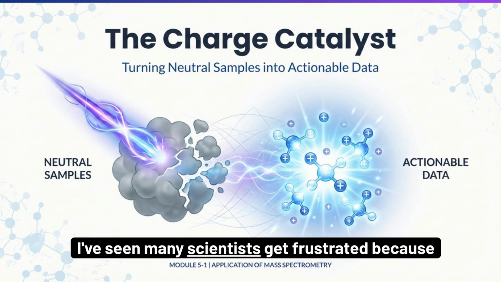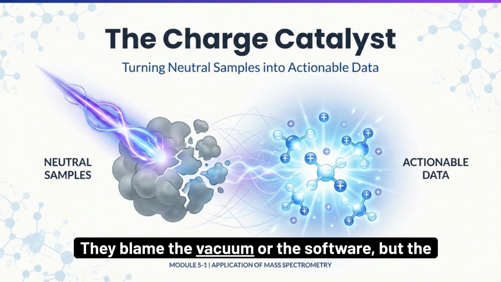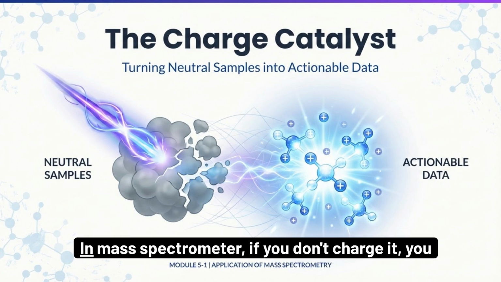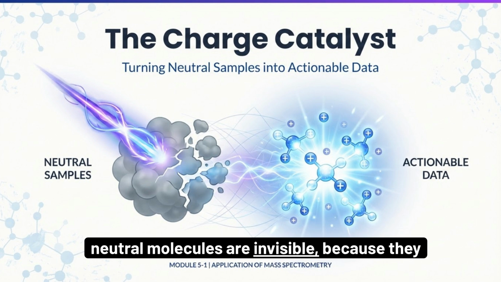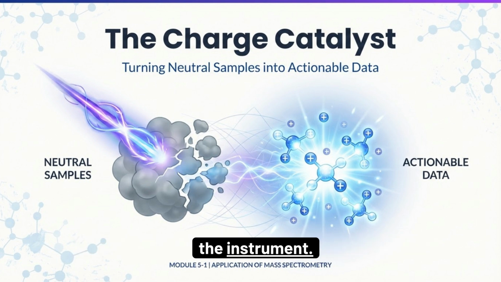I've seen many scientists get frustrated because their data looks like empty noise. They blame the vacuum or the software, but the real failure happens at the source. In mass spectrometry, if you don't charge it, you don't see it. Neutral molecules are invisible because they cannot be moved by the electric fields that drive the instrument.